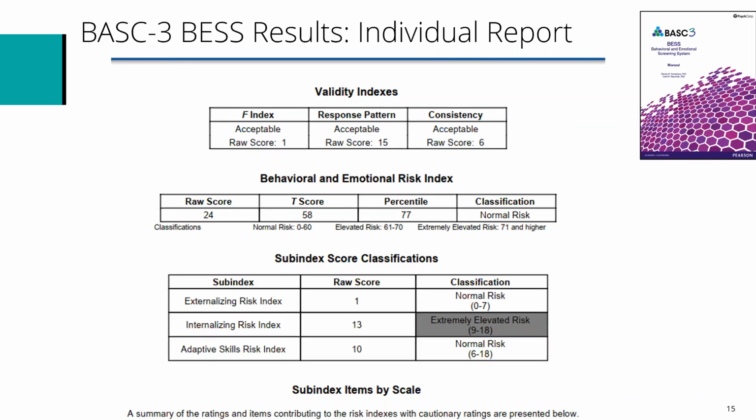When the BESS is administered within Q Global, there are multiple validity indicators. The F index indicates the severity of the rating, consistency indicates if questions are answered in a consistent manner, and then the response pattern index, which is true for all of our behavior rating forms in Q Global, indicates if questions are answered in a patterned way, since we actually can't see the form and can't determine if people are, for example, pattern-pulling their way through the questions. Then each of the scores are provided as part of the report.